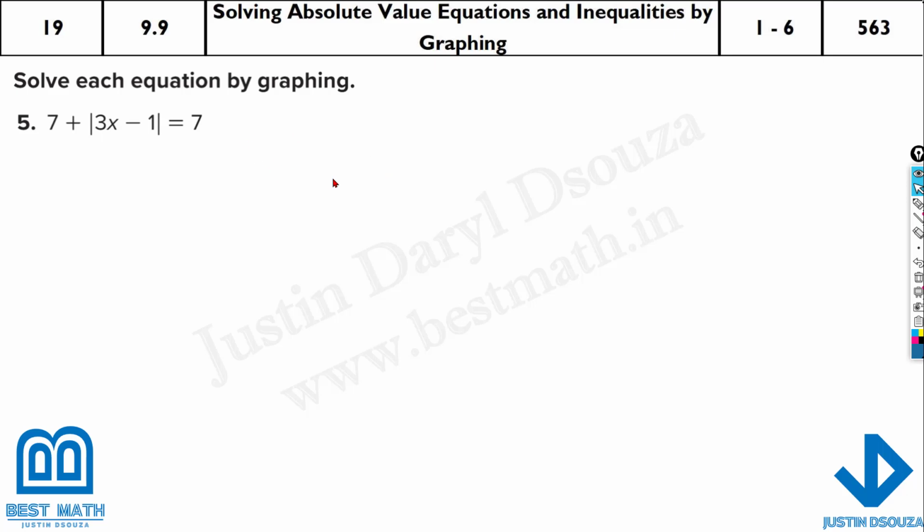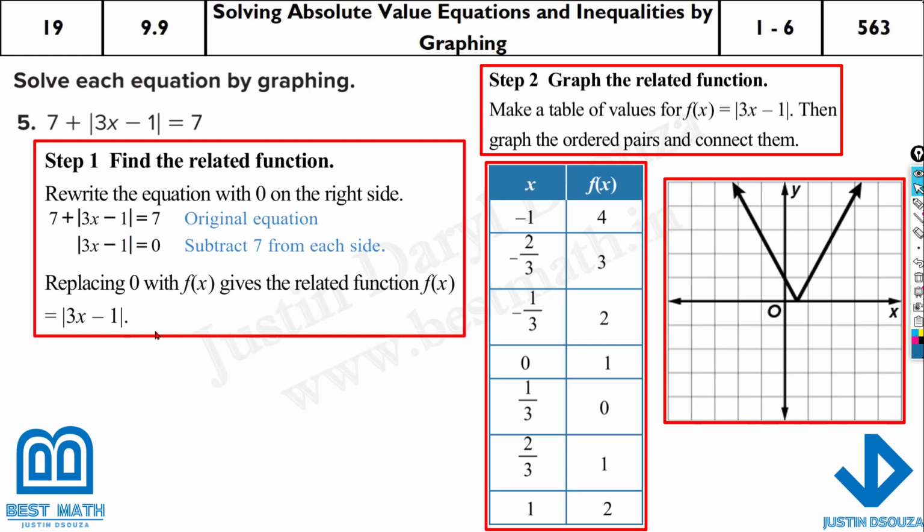Here it is similar to the previous one. 7 and 7 cancel, so it will be equal to 0. And you can easily solve it. Now here, what is the midpoint? The middle value will be x is equal to 1 third. Why? Because this is equal to 0. It will be x is equal to 1 third.